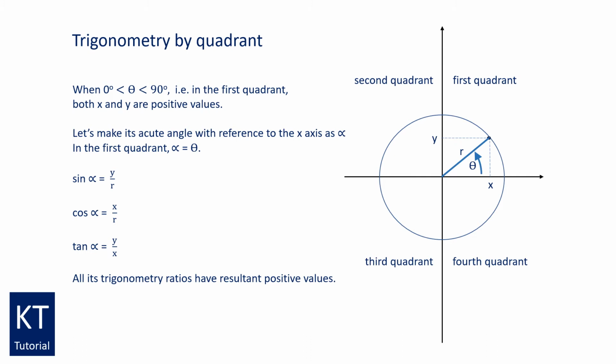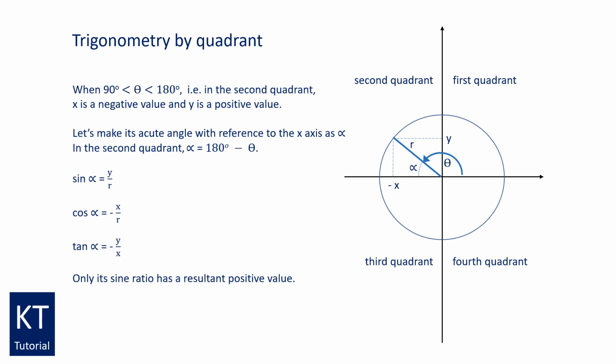By making its acute angle with reference to the x-axis as alpha, in the first quadrant, alpha is equal to theta. And its sine alpha will be the positive y over r, its cos alpha will be the positive x over r, and its tangent alpha being a positive y over x. All its trigonometry ratios have resultant positive values in the first quadrant.